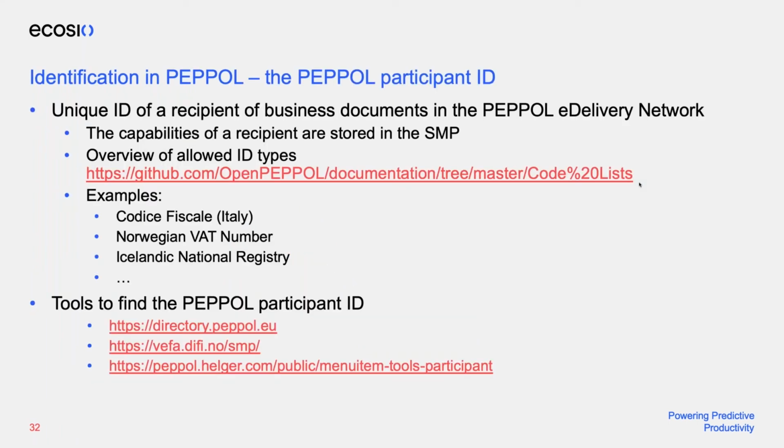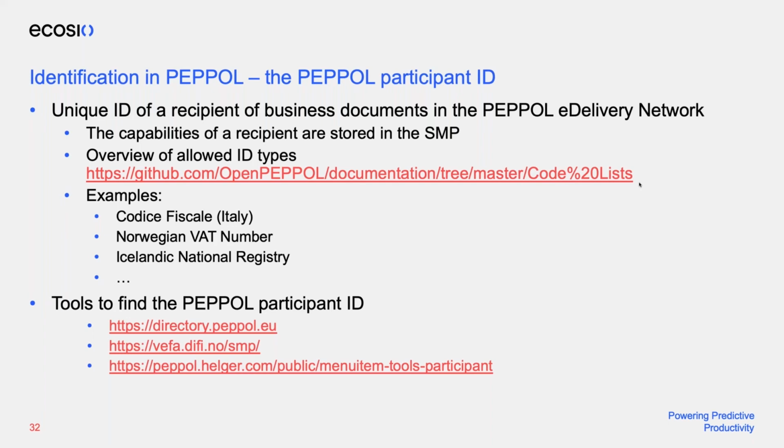How do I identify somebody in Peppol? I do need the Peppol participant ID. It's a unique ID of a recipient of business documents in the Peppol e-delivery network. The capabilities of a recipient are stored in the service metadata publisher, and there is an overview of allowed ID types available on GitHub. Examples include a codice fiscale in Italy, or a Norwegian VAT number, or an Icelandic national registry, or a global location number, and so on. So various different types of identifications are allowed. If you are to look up a certain Peppol participant ID, there are three different tools out there.